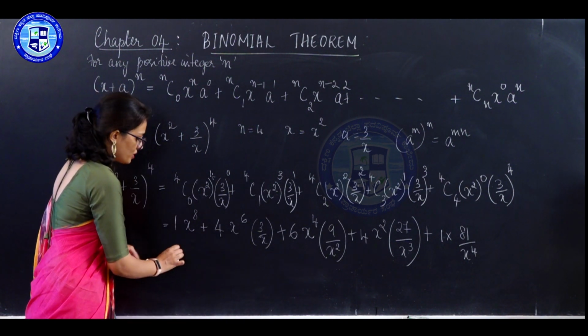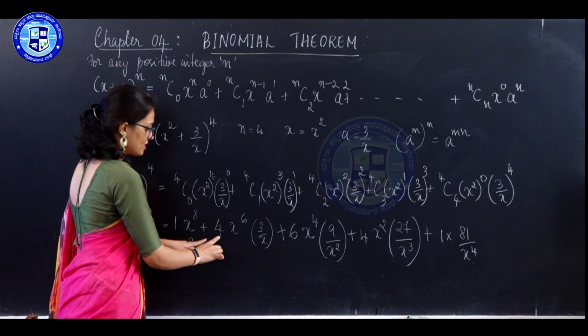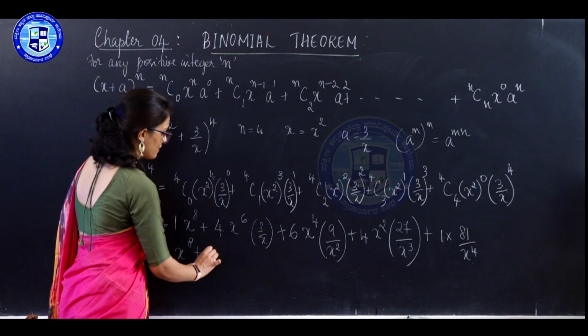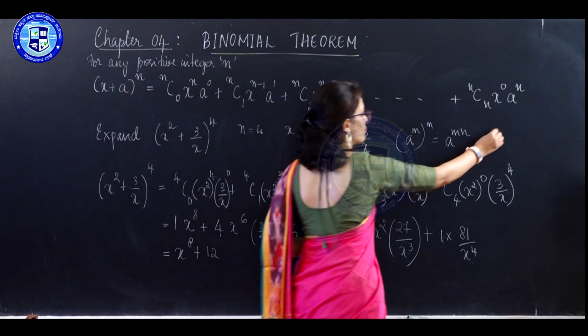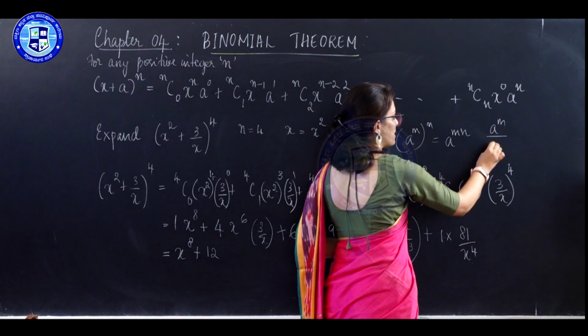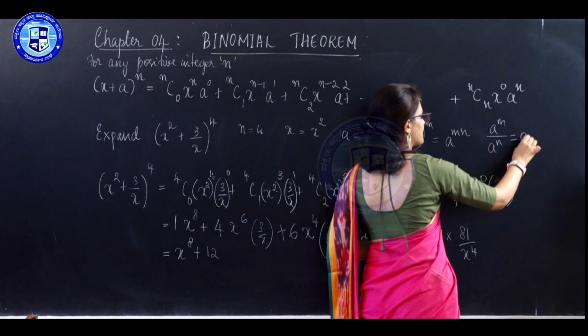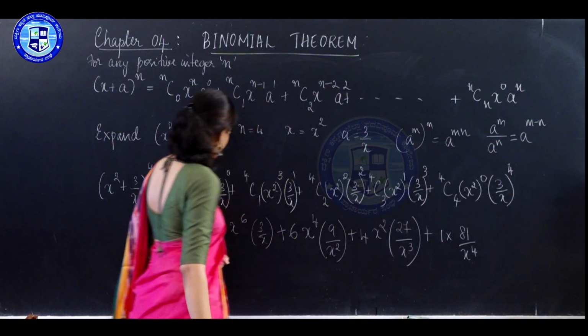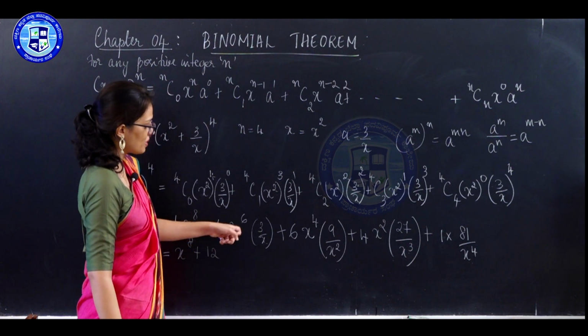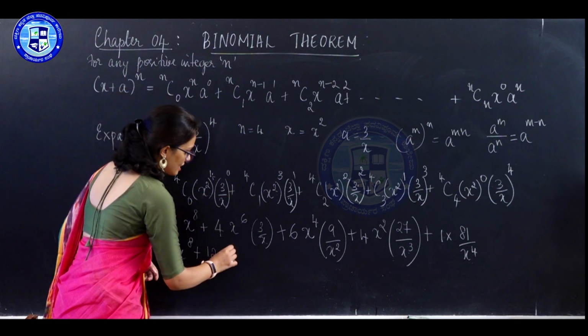So, this is equal to x to the power 8, this is 4 into 3, that is 12. We can cancel out this term. So, it is of the form a to the power m divided by a to the power n. You can write this as a to the power m minus n. Okay. So, let us use that here. This will be x to the power 6 minus 1, that is 5.